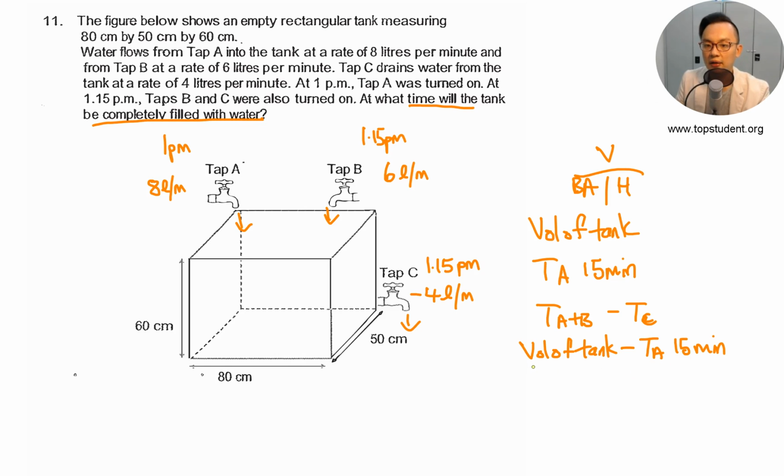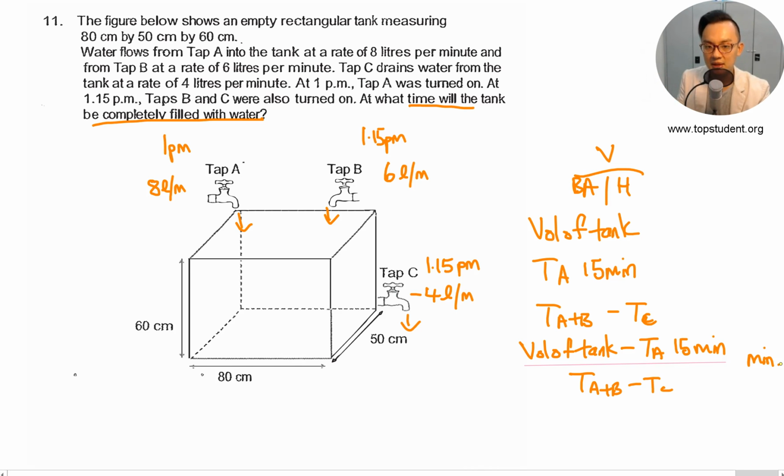And then I know that I'll take my volume of tank minus away tap A for 15 minutes, and then I divide the whole thing by tap A plus B minus away tap C, and I will find my number of minutes. Now, if you don't really know what I'm doing, I'm just trying to go through the thought process before I actually start working on this, to tell myself what I'm going to do.